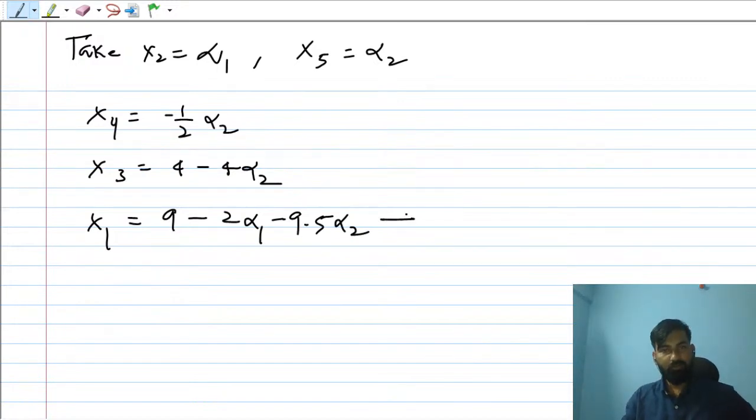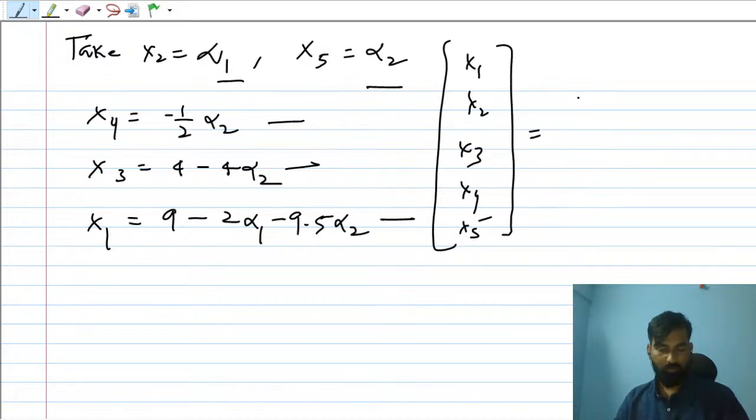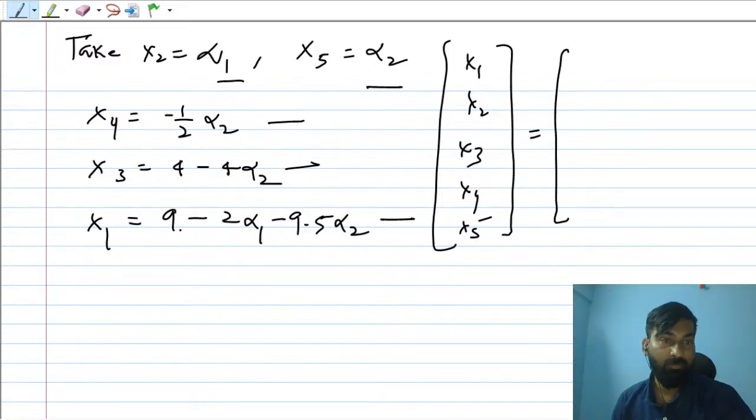You have got x1, you have got x2, you have got x3, you have got x4, x5. Now you have to separate out, right? So you can write here simply the x1, x2, x3, x4, x5, right? Now the constant part is going to give you the particular solution, right? So the constant part, this will give you 9. x2 does not have any constant part, x3 has constant part 4, x4 has no constant part, and x5 has also, I believe, no, right? So it is 0 0.